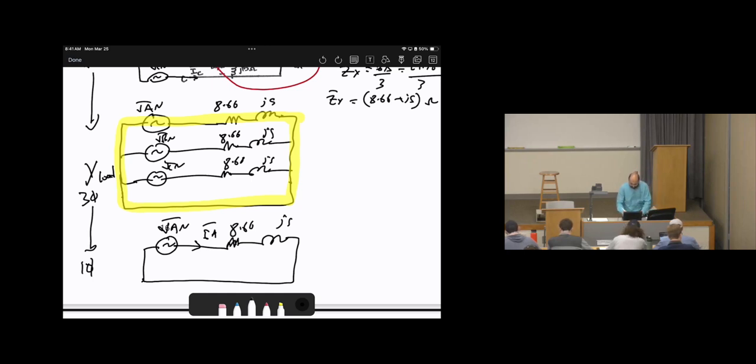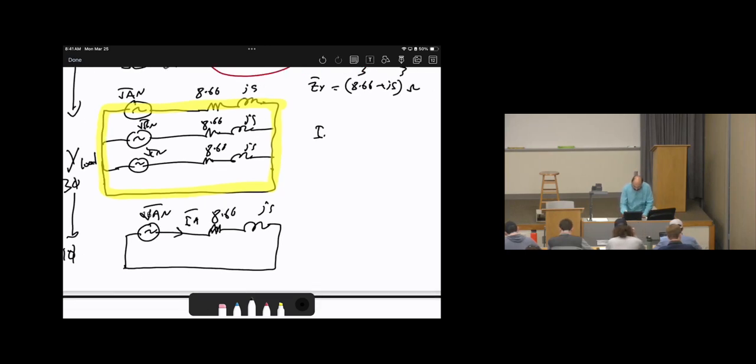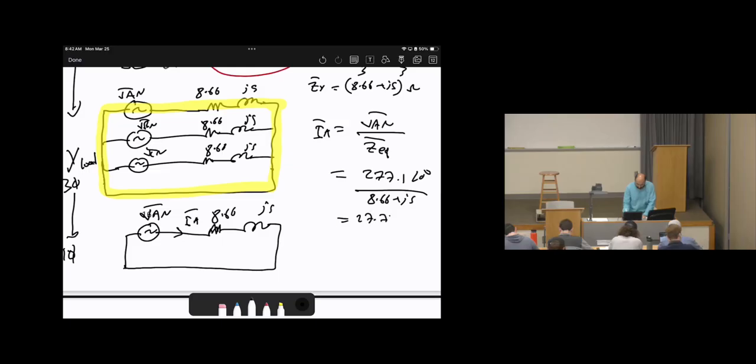How to calculate IA? IA will be VAN divided by Z equivalent, which is VAN, 277.1 angle 0 degrees, divided by 8.66 plus j5, so it will be 27.71 angle negative 30 degrees amperes.